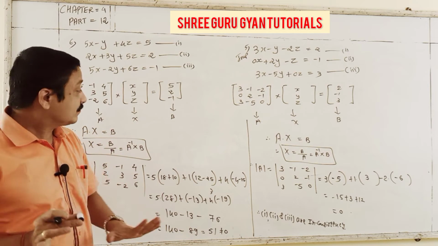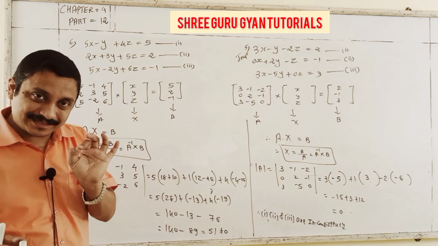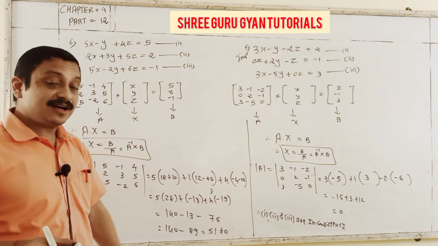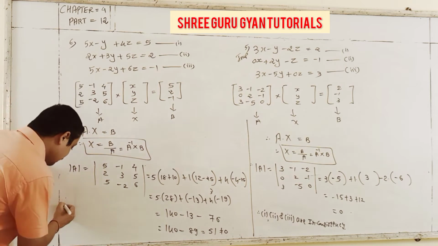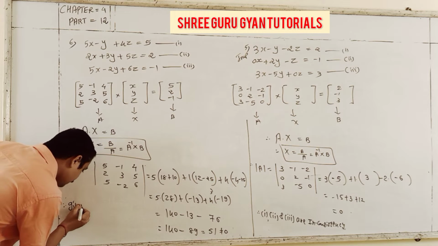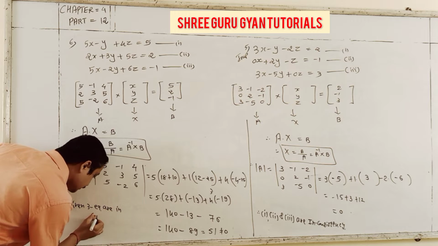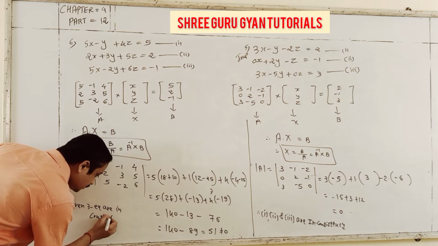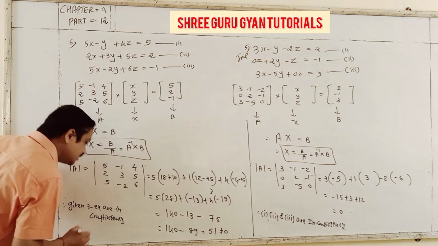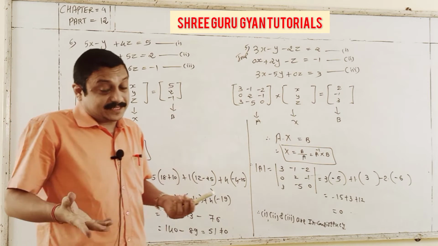Students, finally this answer is a consistency, because determinant A is non-zero. So you can say the given 3 equations are consistent. Consistency also write down, don't worry, consistency they are the same as.